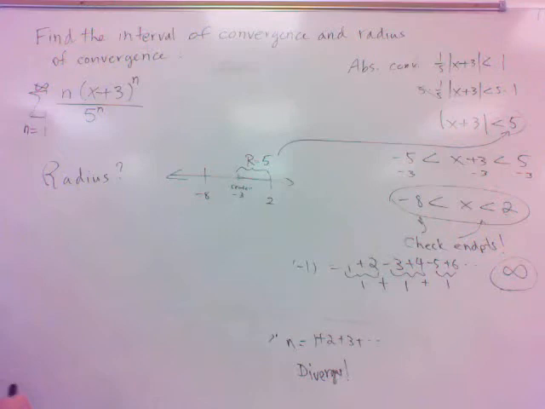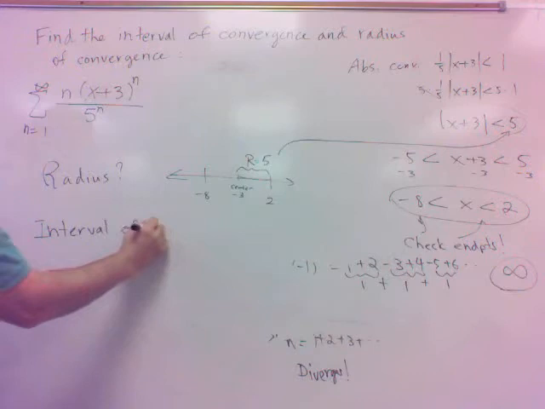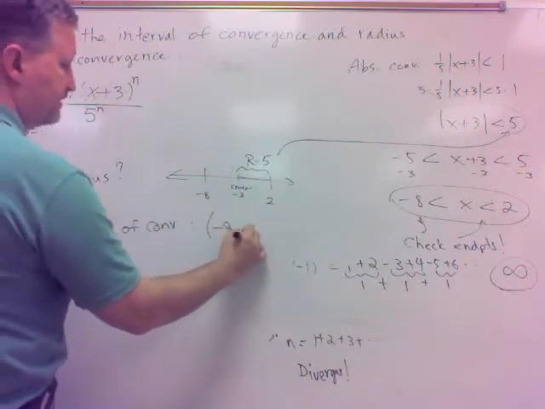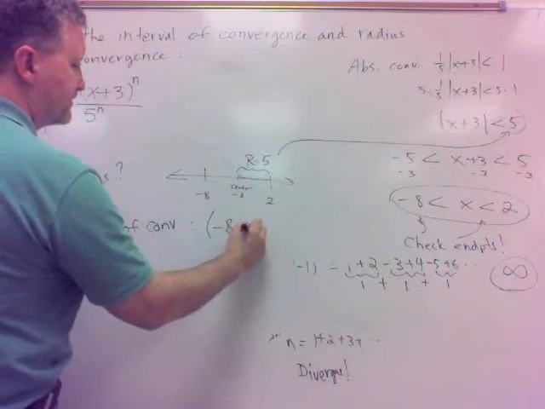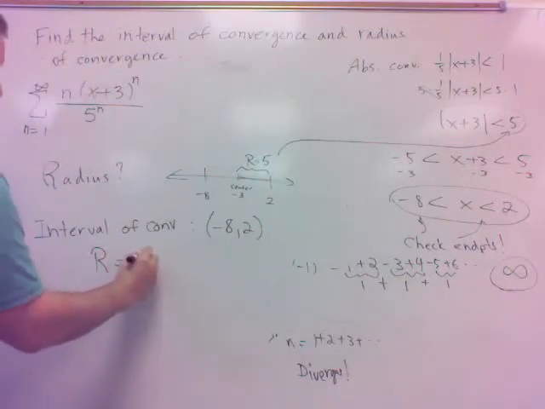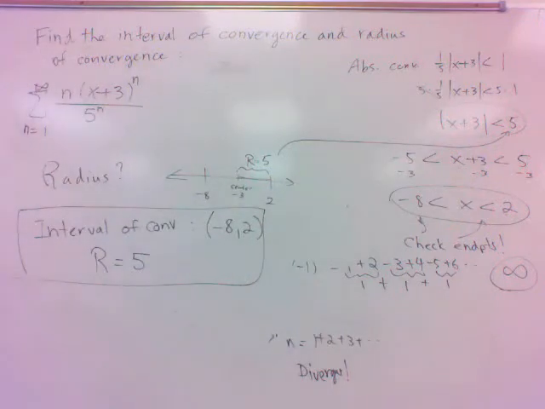So anyway, the radius of convergence is 5. And I was noticing in the back, aren't they writing the interval in interval notation? So it'd be -8, comma 2, and the radius of convergence is 5. Okay.